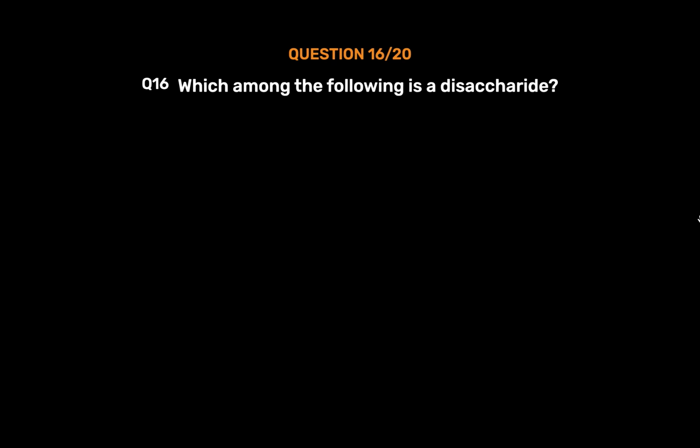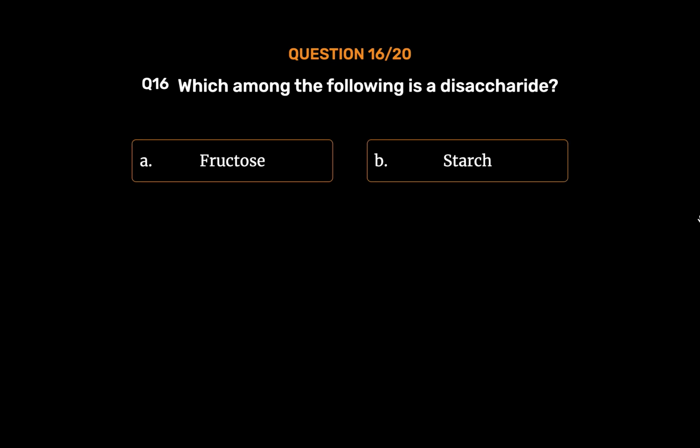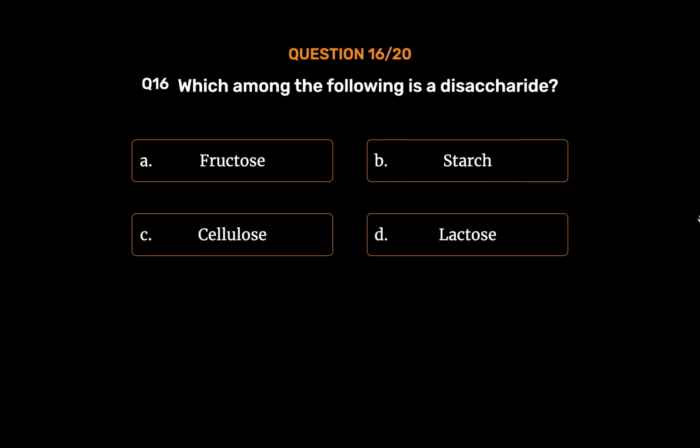Question number 16. Which among the following is a disaccharide? Option A, Fructose. Option B, Starch. Option C, Cellulose. Option D, Lactose. The correct answer is Option D.